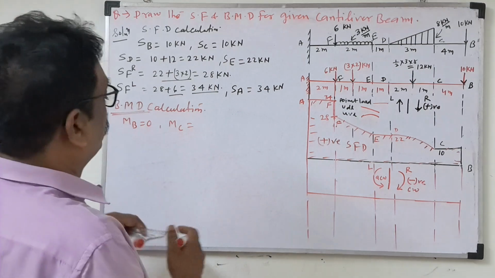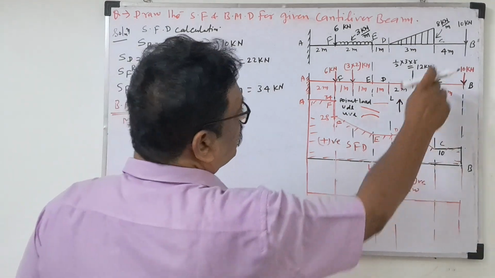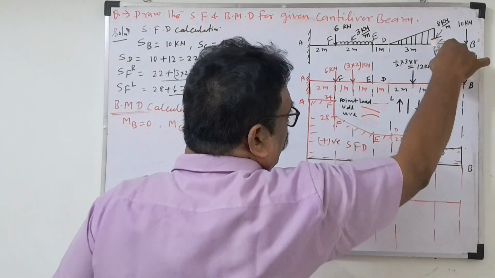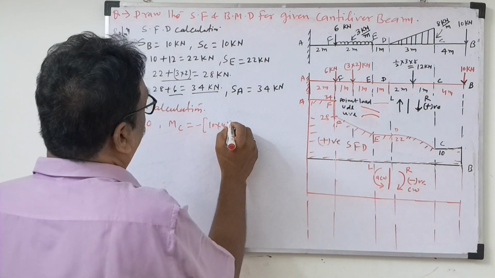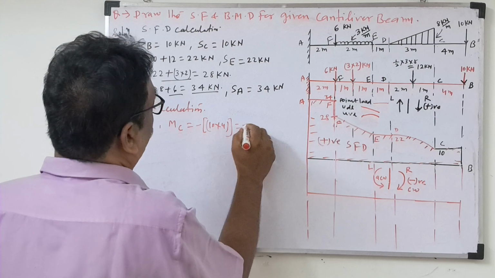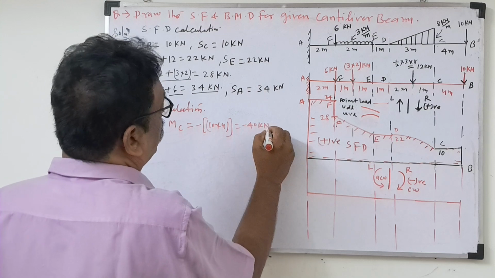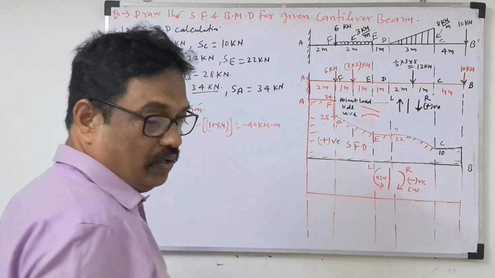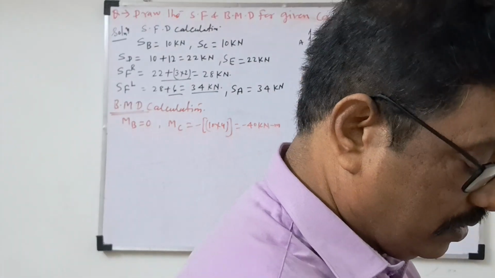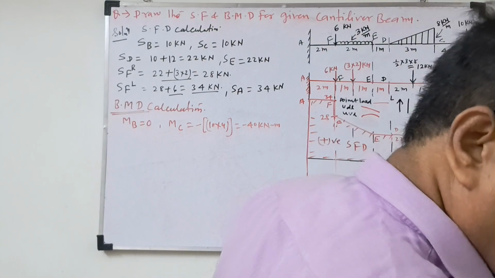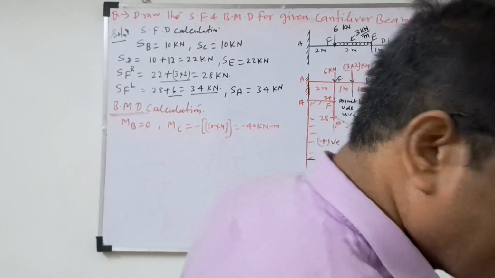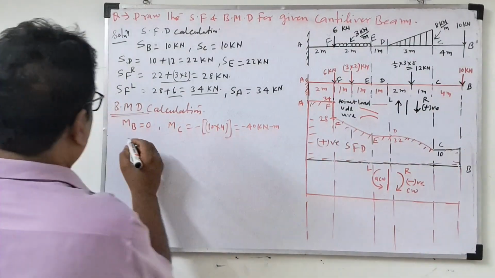So MC calculation. Due to the sign convention, about point C the 10 kilonewton rotates with distance 4. So minus 10 into 4, minus 40 kilonewton meter. Minus 40 kilonewton meter. Write this with a black pen. So this MC is over.